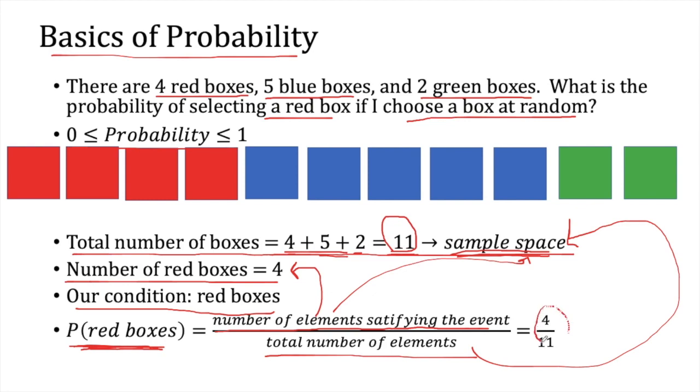And if you think of this from a logical sense as well, it makes sense. If you have a total of 11 different colored boxes and 4 of them are red, the probability of you picking a red box, I'm sorry, would be 4 divided by 11. And that is how you solve problems in probability involving selecting something from a sample space.